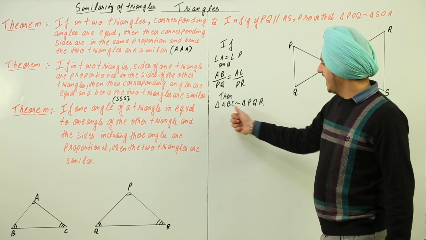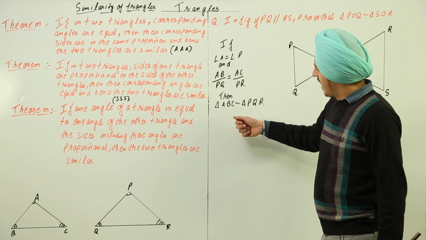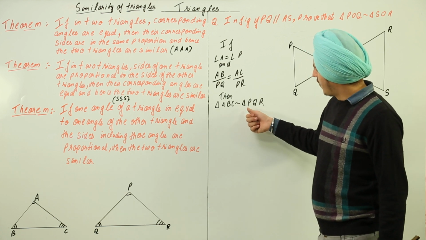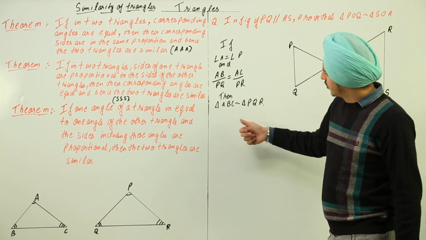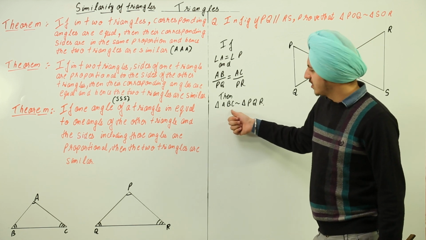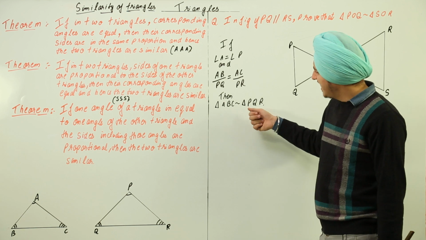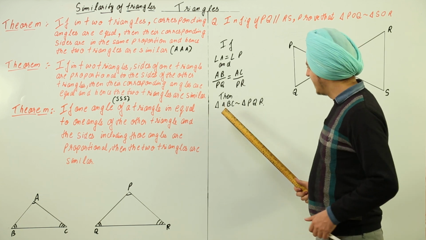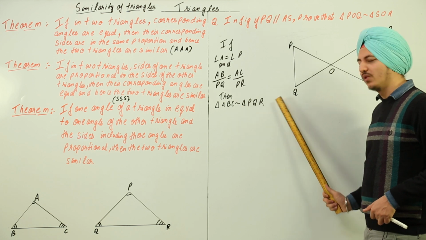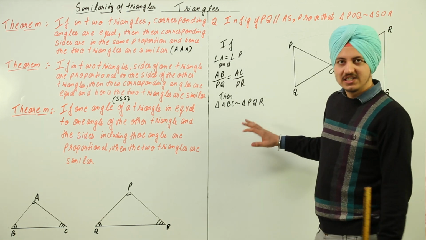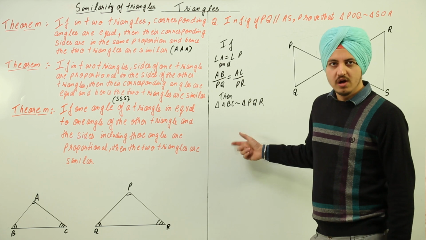Like angle A is equal to angle P, correct? And side AB upon PQ is equal to BC upon QR, correct? So the sequence should be same. Like ABC, here it is PQR. If angle A is equal to angle P, angle B is equal to angle Q, and angle C is equal to angle R. This is how similarity is denoted or written.